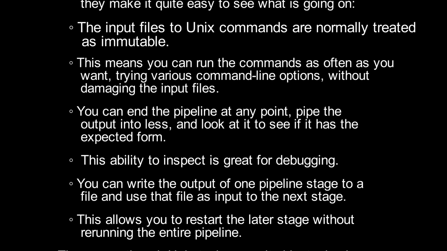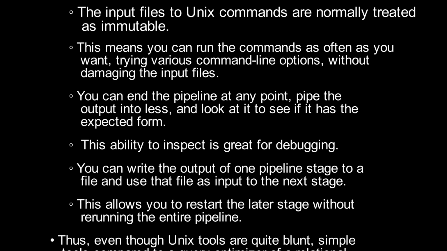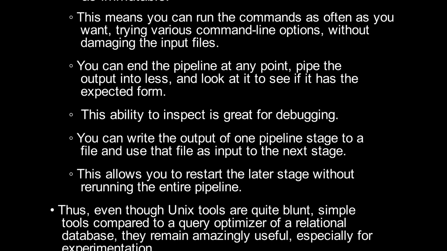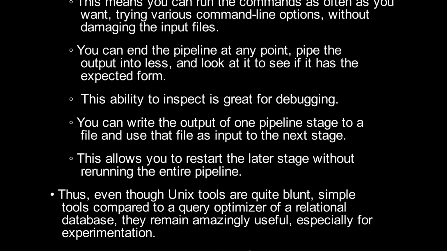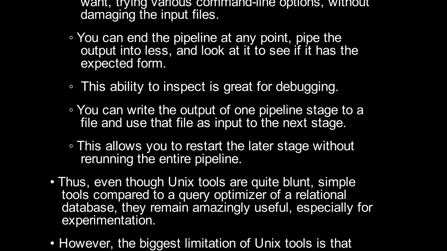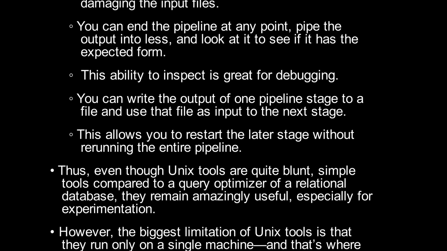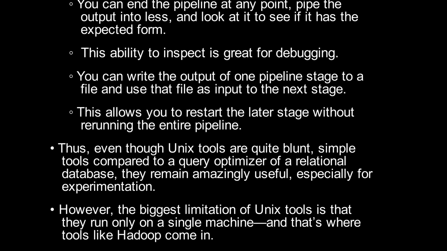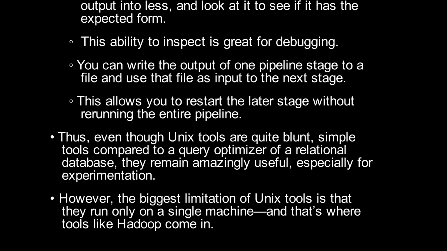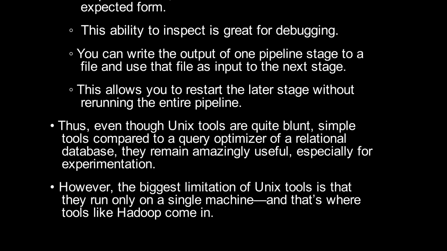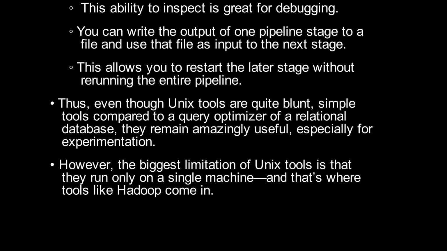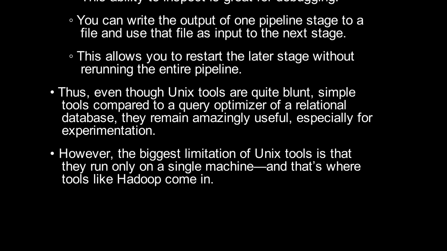You can write the output of one pipeline stage to a file and use that file as input to the next stage. This allows you to restart the later stage without rerunning the entire pipeline. Thus, even though Unix tools are quite blunt, simple tools compared to a query optimizer of a relational database, they remain amazingly useful, especially for experimentation. However, the biggest limitation of Unix tools is that they run only on a single machine, and that's where tools like Hadoop come in.